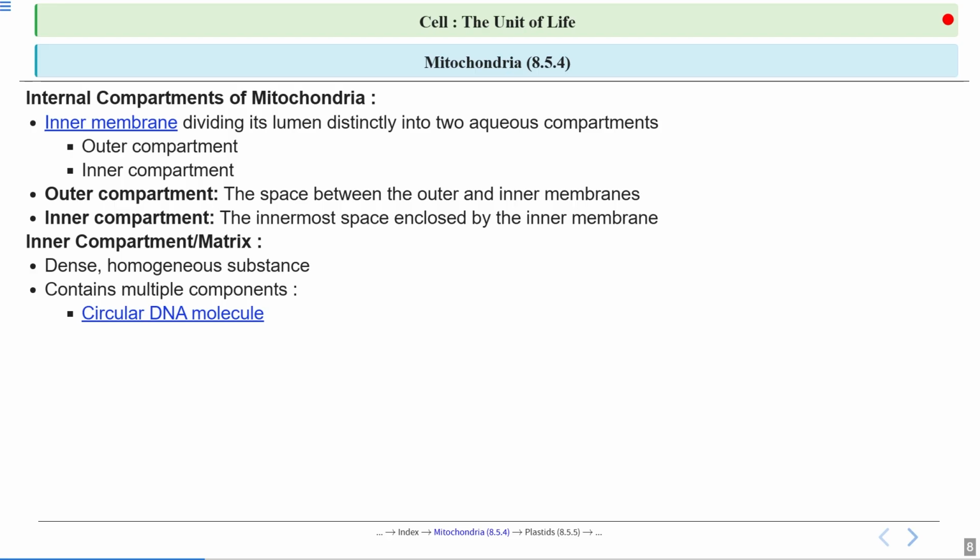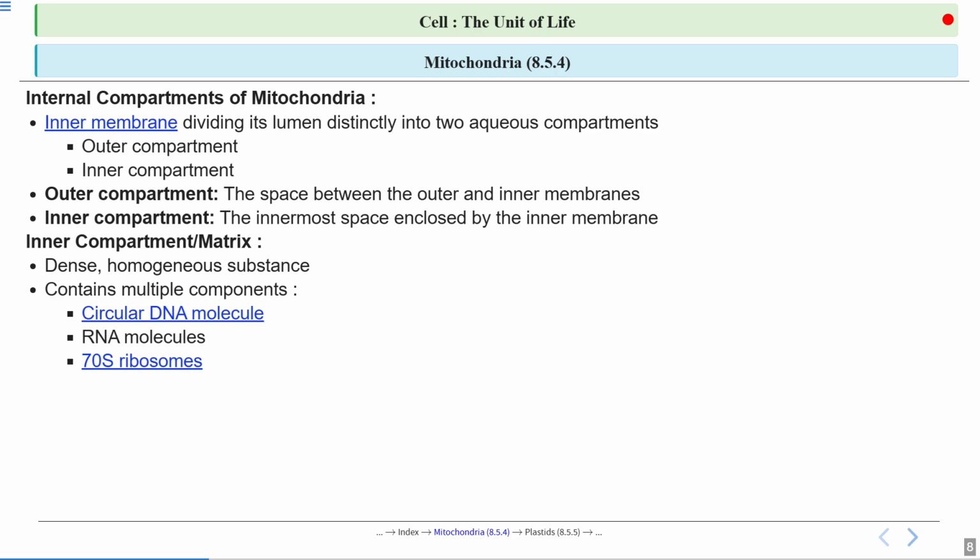Okay, we'll talk about this. It consists of RNA molecules also. It consists of 70S ribosomes. All these are characteristic features of prokaryotes. Bacteria is a prokaryote. So you can see here this mitochondria have the features of a prokaryotic cell.